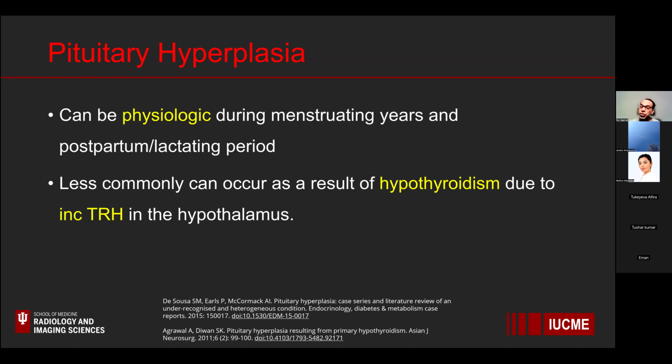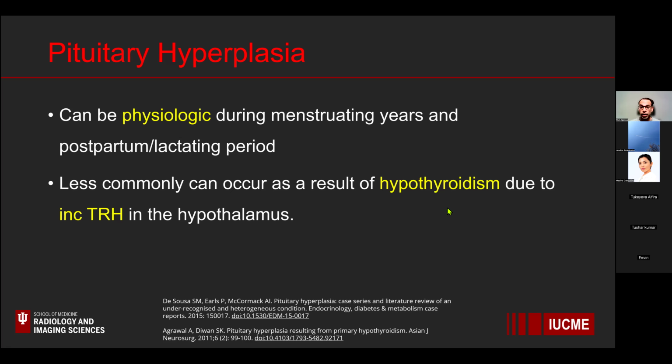Uncommonly, it can also occur as a result of hypothyroidism because it causes an increase in TRH in the hypothalamus. And remember, all those hormonal changes come down to the pituitary and increase the production. So the gland is basically working overtime because of hypothyroidism.